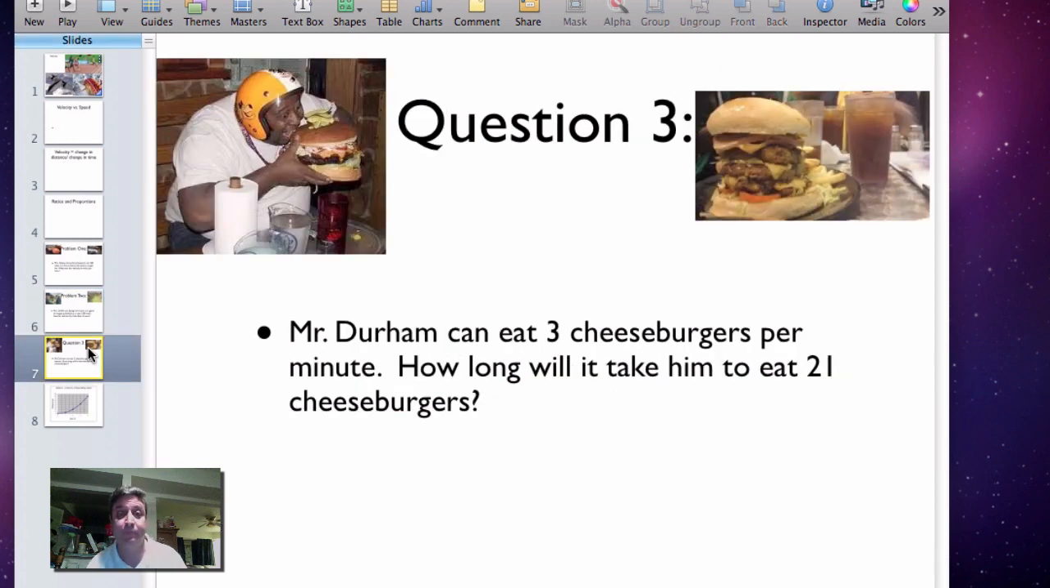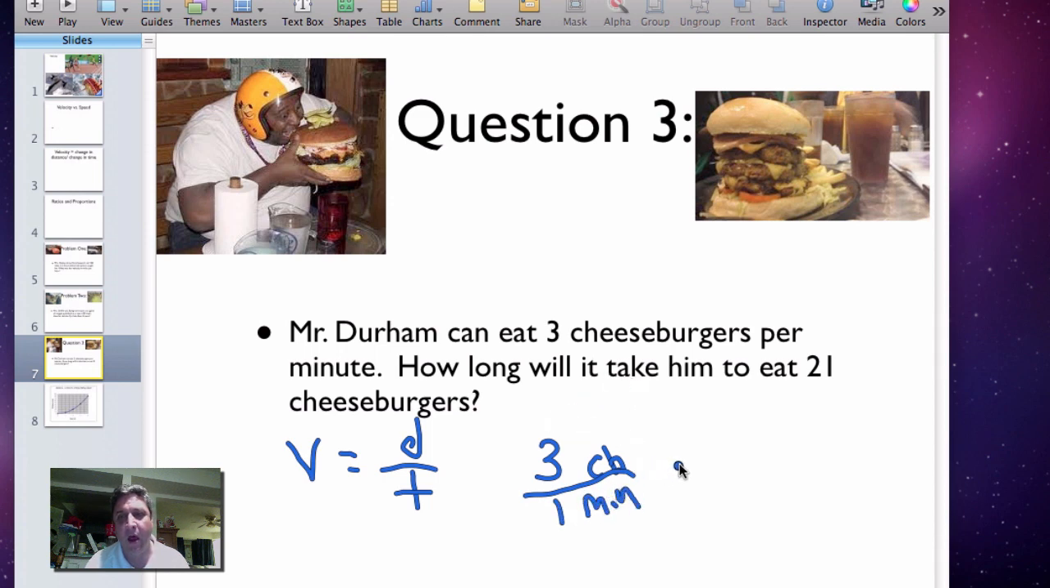Question 3. Mr. Durham can eat 3 cheeseburgers per minute. How long will it take him to eat 21 cheeseburgers? Okay, so let's look at this. Again, we'll go back to our formula. Velocity equals distance over time. In this case, it's not distance. It's going to be the rate of cheeseburgers. Okay, so the velocity is 3 cheeseburgers per 1 minute.